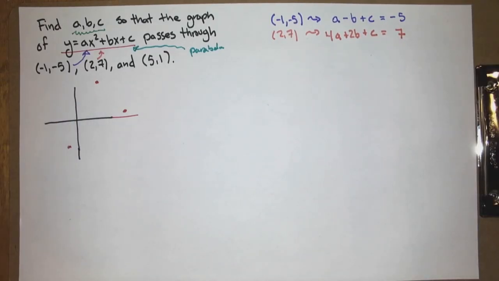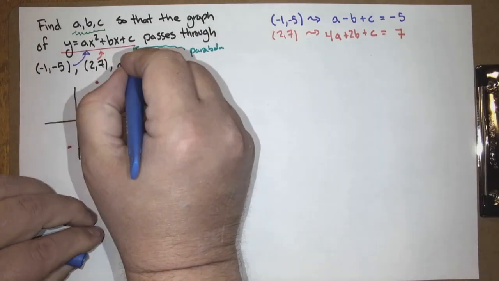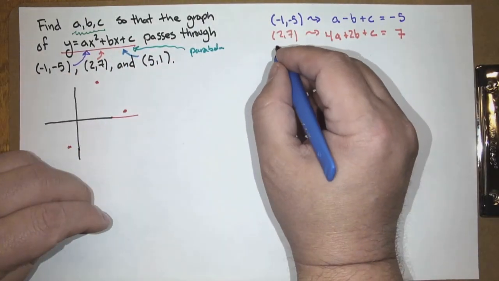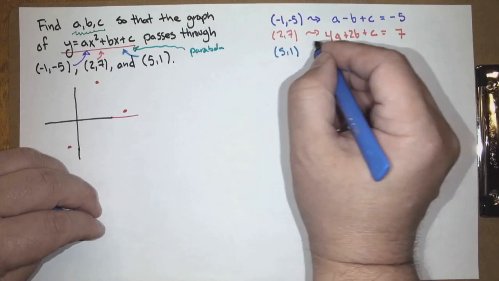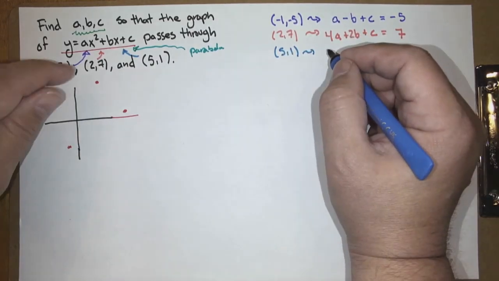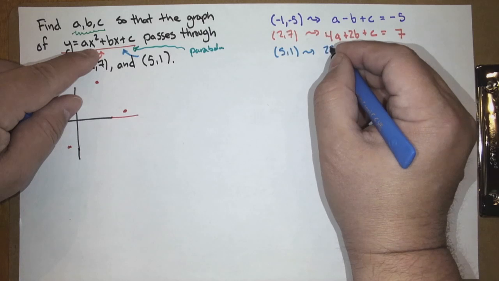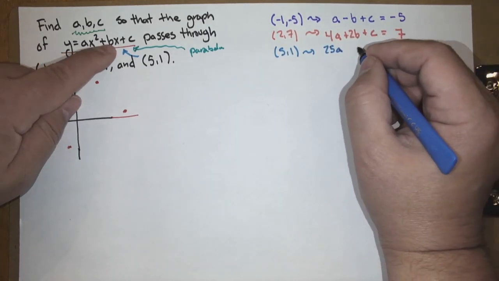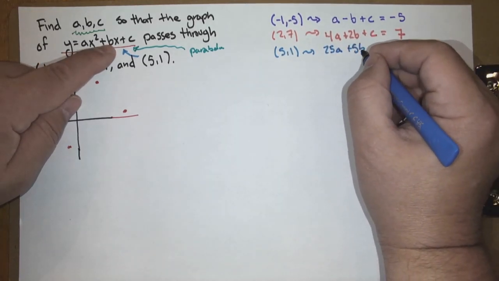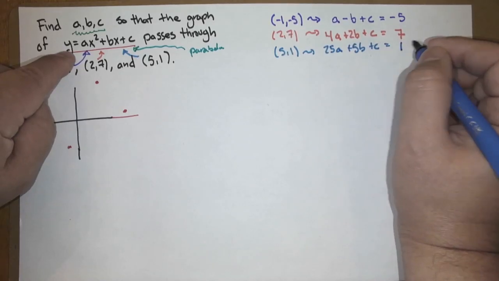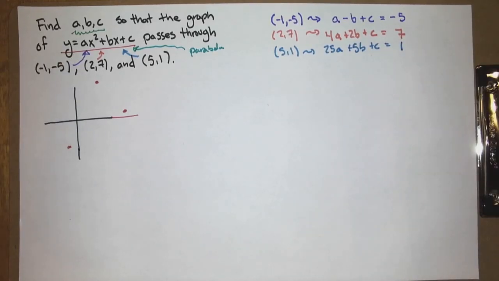And now we do the last point, (5, 1). All right, so for (5, 1), what does that give? Bigger numbers. 5 squared, 25a. And then 5b and plus c, and that equals 1. But now we're in good shape. We have what we wanted.